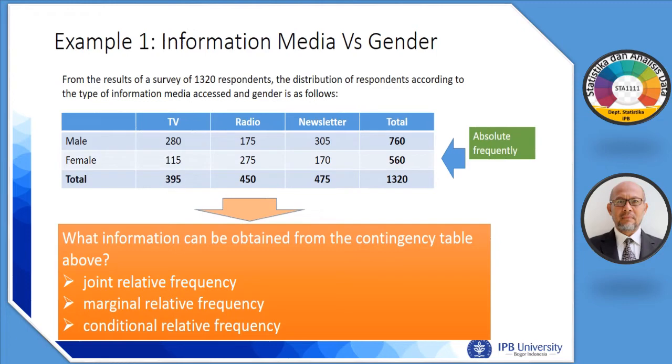And the question is, if you have a table like this, you can think about joint relative frequency, marginal relative frequency, and conditional relative frequency. So meaning that if we have information like this, then you can talk about joint relative frequency, marginal relative frequency, and conditional relative frequency. And we will talk about them in the next slide.